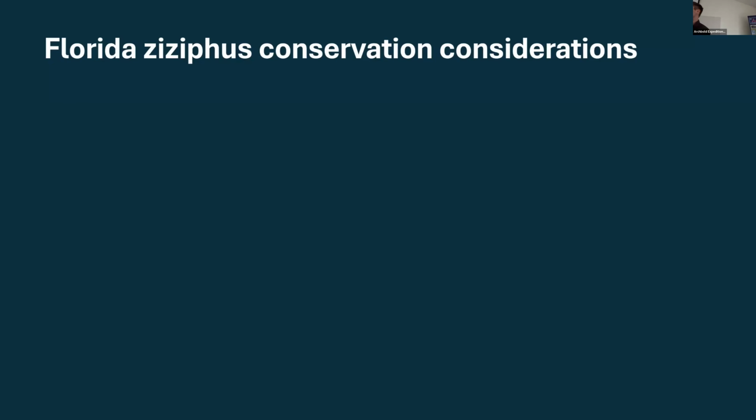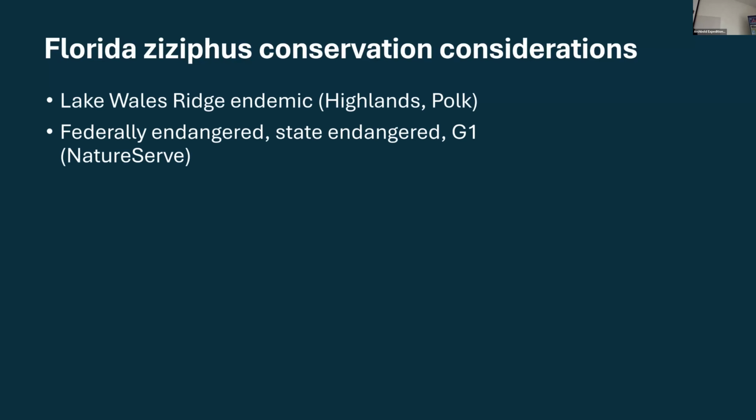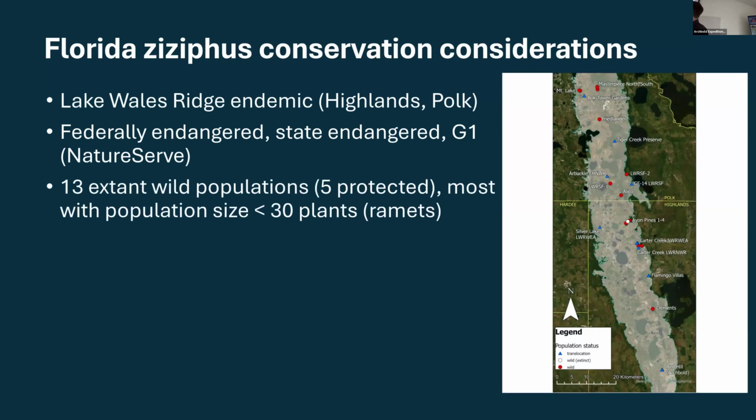So it has a lot of conservation considerations. It's one of the rarest of the rare. It is a Lake Wales Ridge endemic, and it's federally endangered, state endangered, and a G1 on the NatureServe rating. And we know of 13 extant wild populations currently. A few of them have gone extinct over the years. You can see the range map here on the right. The red ones are the wild populations.